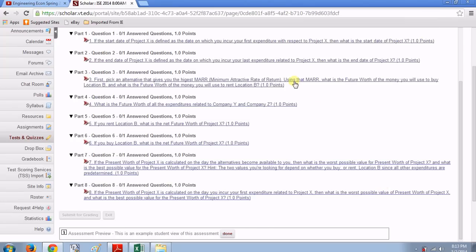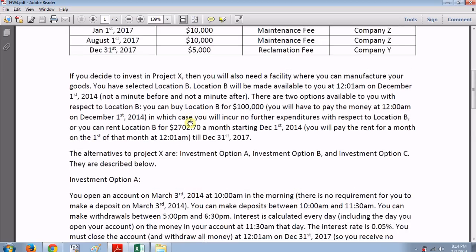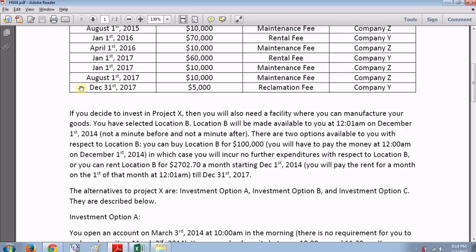So what does the question say? Using that MAR, what is the future worth of the money you will use to buy location B? And what is the future worth of the money you will use to rent location B? Okay, what is future worth now? Future worth is essentially saying if you chose not to invest in Project X, how much money would you have by the end date of Project X? Now, the previous question has already defined the end date. That happens to be December 31st, 2017.